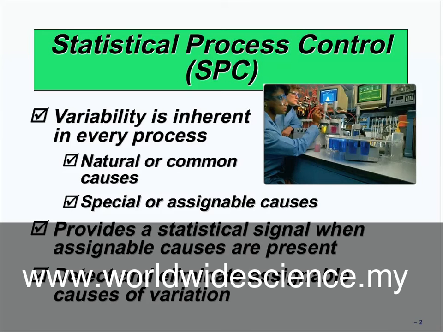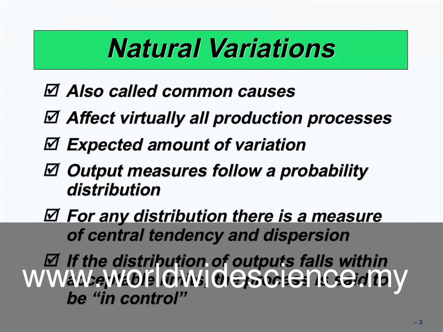In other words, statistical process control detects and eliminates assignable causes of variation. Detect and eliminate assignable causes of variation, not natural, because we don't involve the natural or common causes. This is natural and is not the concept. Okay, natural variation, also called common causes. Another name for natural variation is common causes.